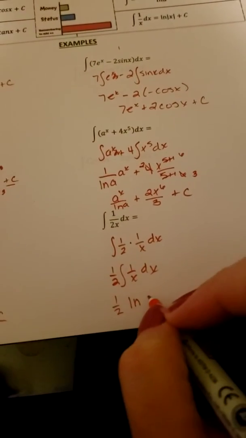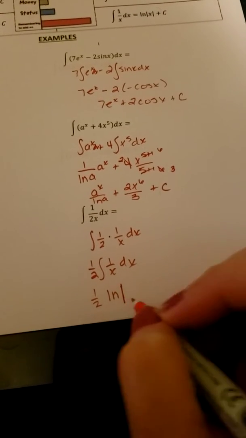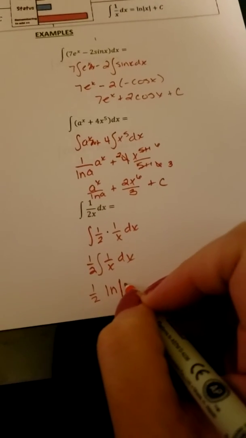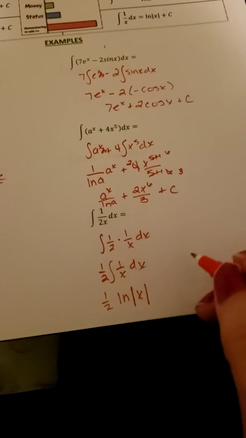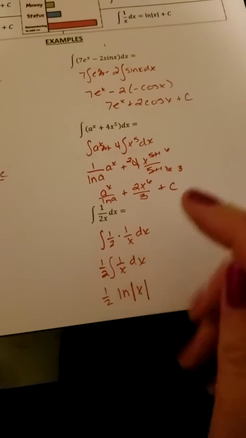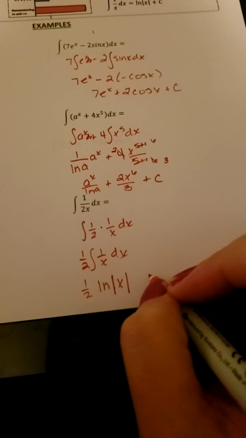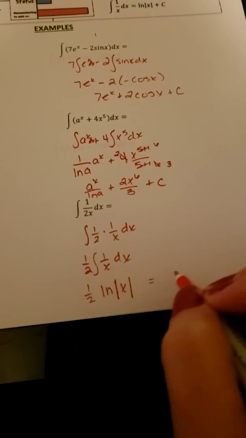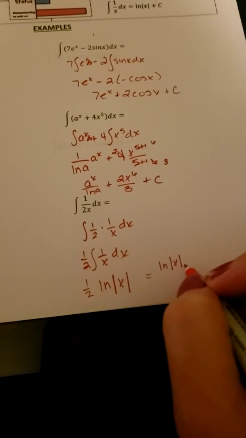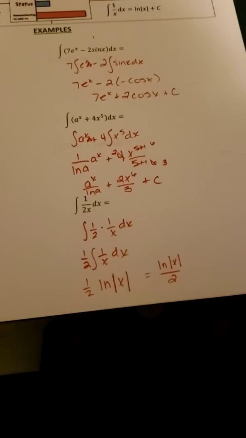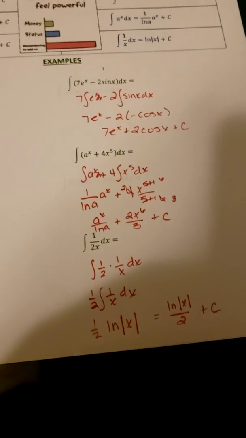This one's a tough one to write because with all those vertical lines, it all sort of looks the same. So I'm going to make my absolute value lines abnormally tall. So I've got 1/2 times the natural log of the absolute value of x. We could simplify that a little bit more and do the natural log of the absolute value of x over 2. And then we add in our plus c.